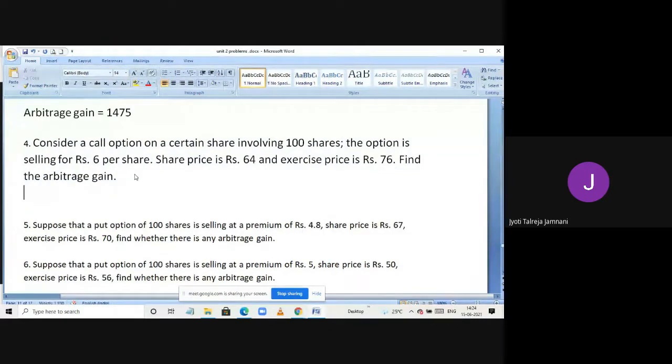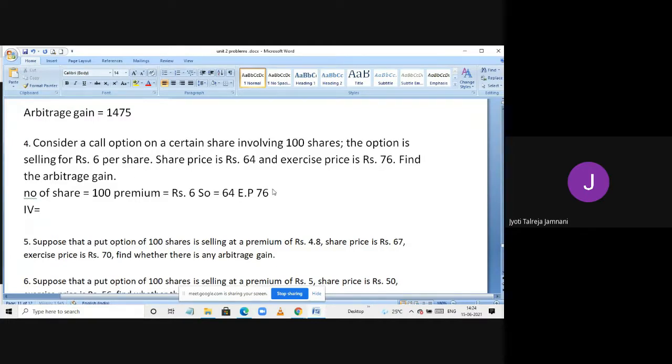So consider a call option on a certain share involving 100 shares. So number of shares is 100. The option is selling for rupees 6. So premium is rupees 6. Share price is 64. S naught is 64. Exercise price is 76.